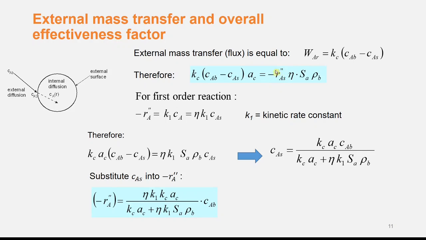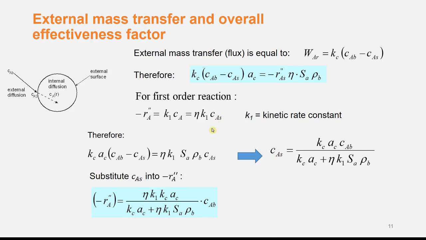And substituting that into our balance between the mass transferred flux and the reaction inside the pellet gives us the following expression. So k_c A_C times C_AB minus C_AS is equal to the effectiveness factor eta times k1 times S_A times rho B times C_AS. We can rearrange this to get C_AS in terms of C_AB and the other parameters, which we can substitute into the expression for negative R_A double prime.